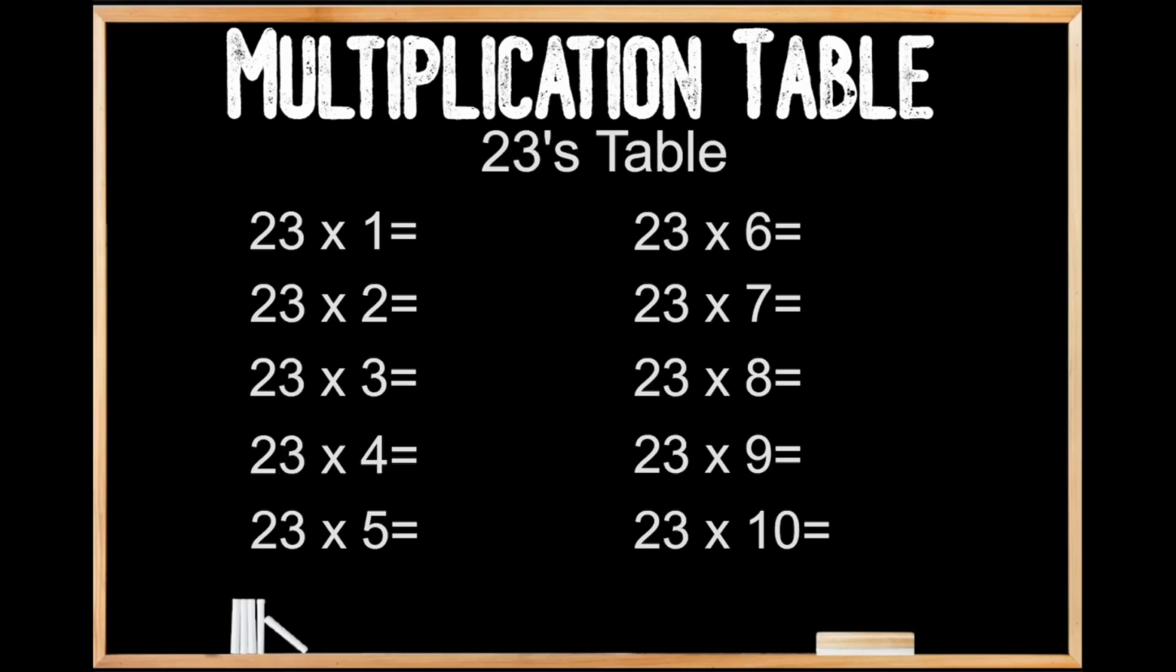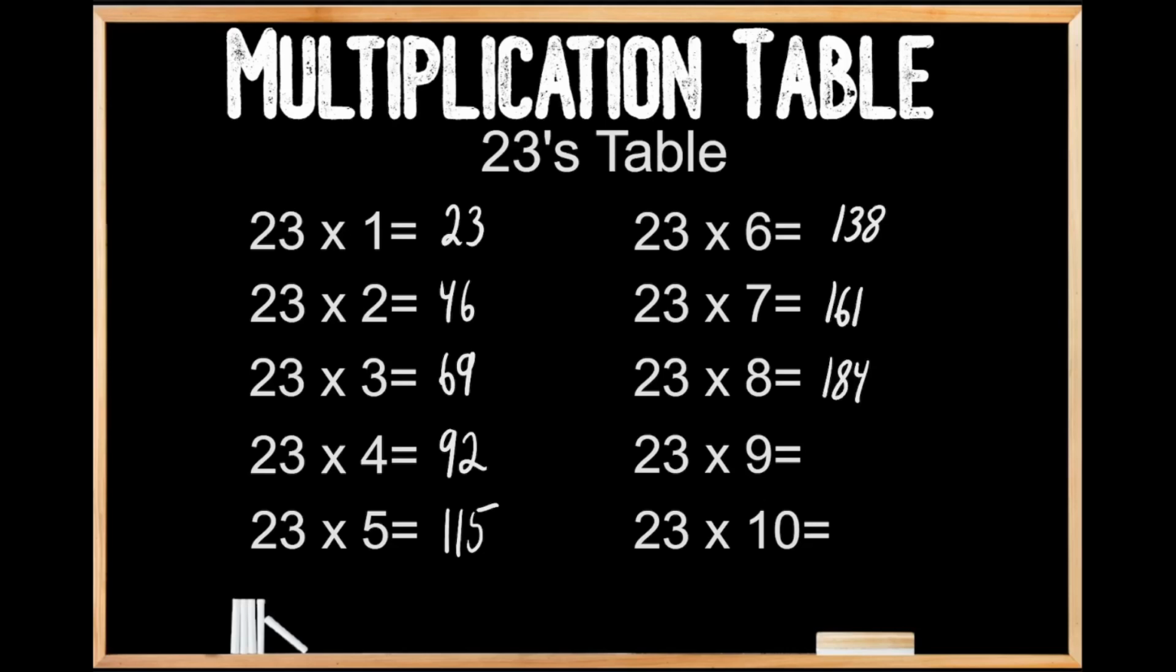23's table. 23 times 1 is 23. 23 times 2 is 46. 23 times 3 is 69. 23 times 4 is 92. 23 times 5 is 115. 23 times 6 is 138. 23 times 7 is 161. 23 times 8 is 184. 23 times 9 is 207. And 23 times 10 is 230.